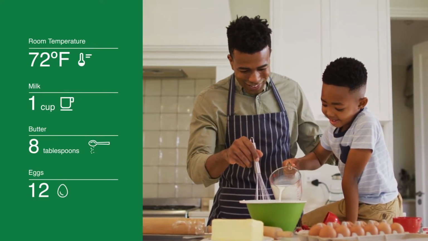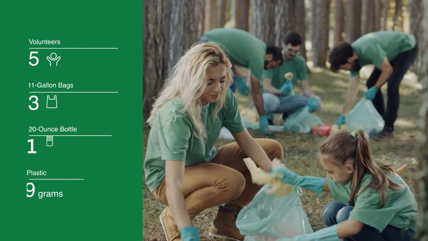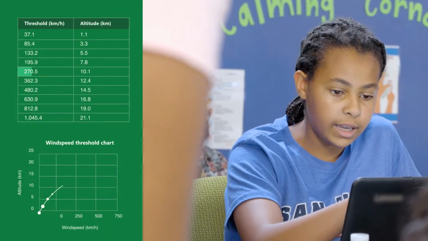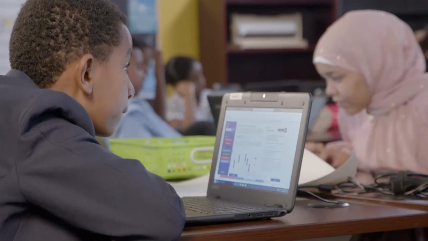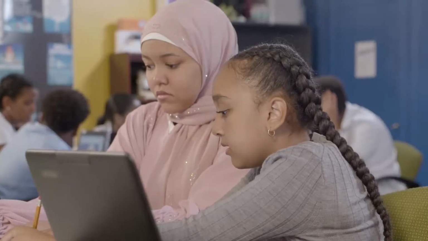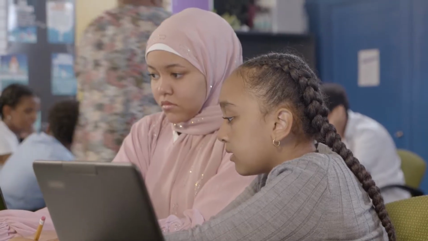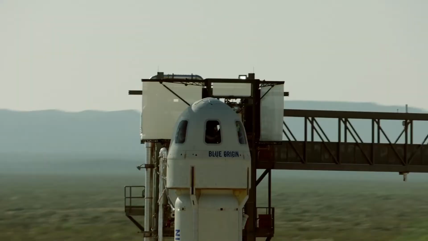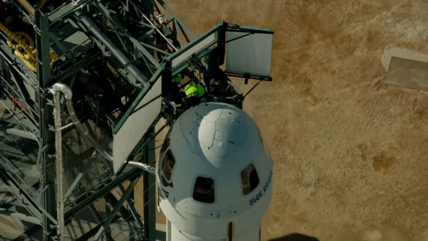Data is all around us, and with the right tools, we can analyze data, get insights from data, and make better decisions. The Introduction to Data Science Process Workbook teaches students how to organize, visualize, and interpret data to solve real-world problems. During this experience, students analyze real weather data and make decisions around whether it's safe to launch the new Shepard rocket.